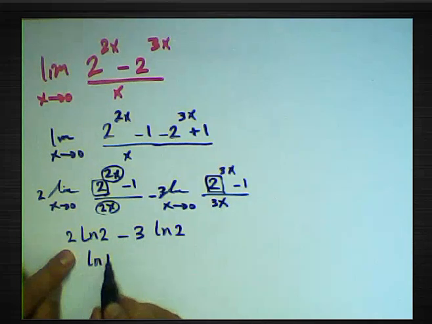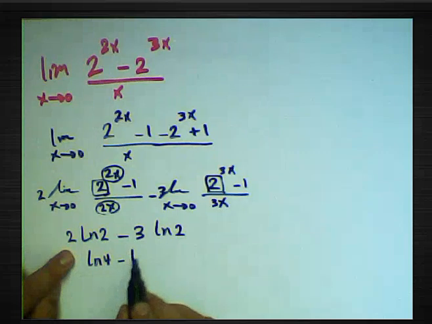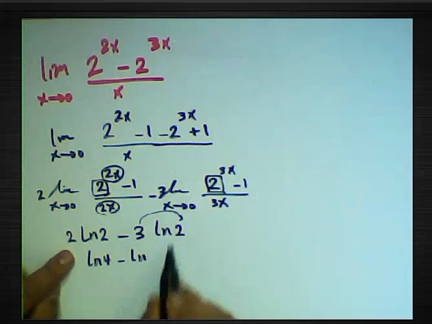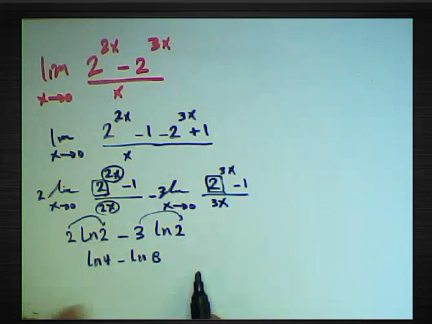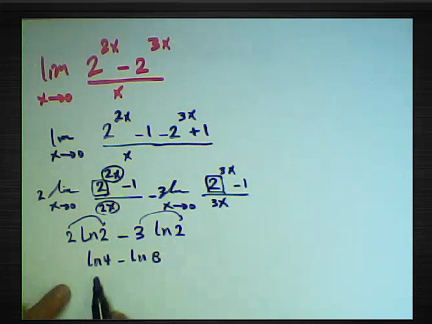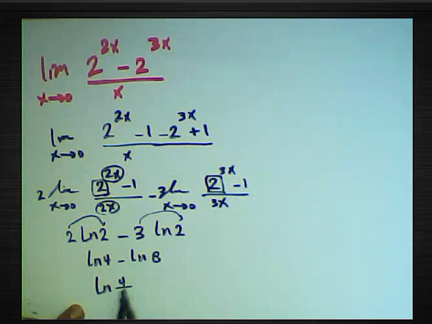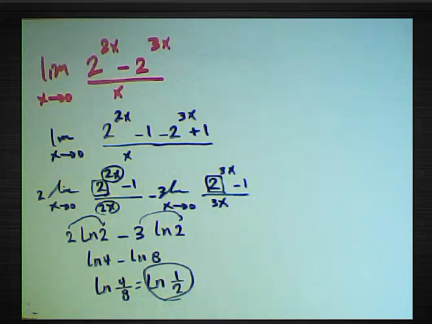It will be ln 4 subtract ln 2 power 3 equals 8. I will drop the 2 in the power and the 3 in the power. We have the difference between two logs, so we can convert it to divided by the two constants, 4 over 8. So the result will be ln half. Okay, the result will be ln half.